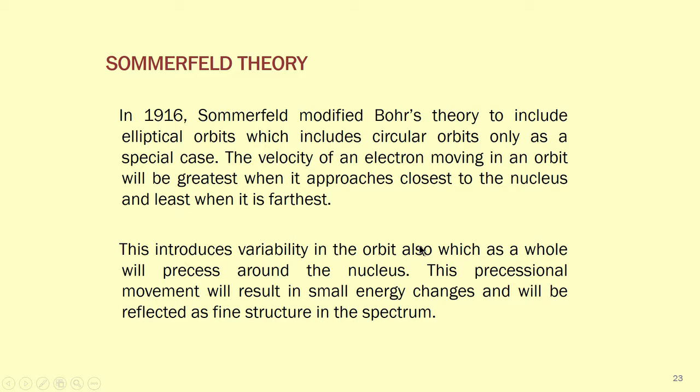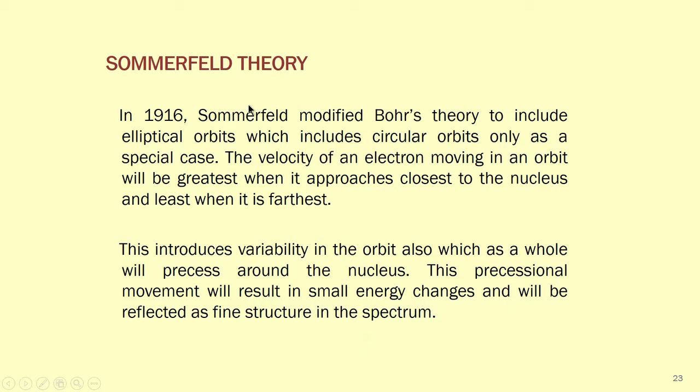So essentially a similar arrangement was proposed by Sommerfeld, and this introduces variability in the orbit also, which as a whole will precess around the nucleus. This precessional movement will result in small energy changes, and it will be reflected in the fine structure of the spectrum also.